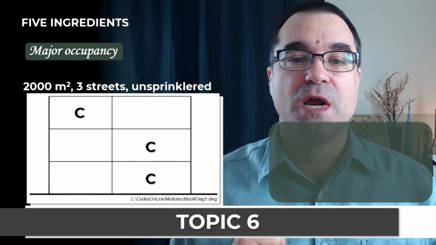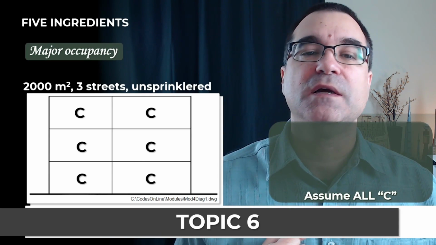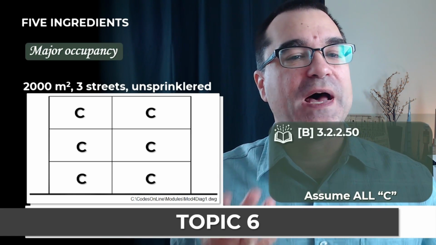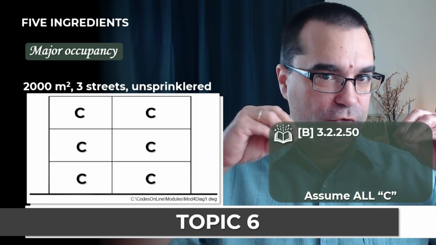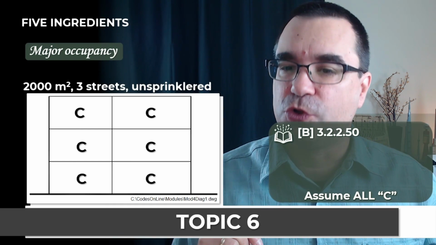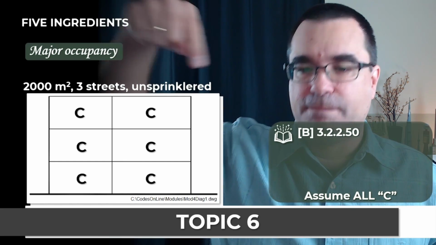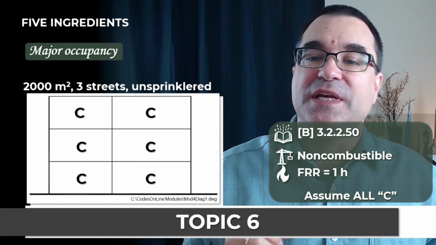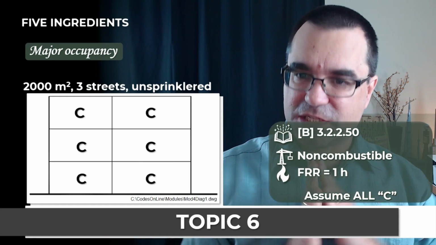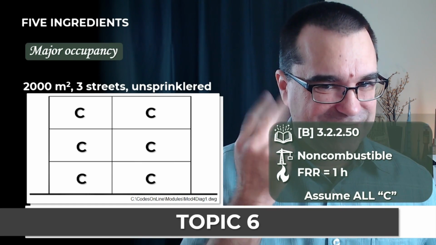So for example, we're going to start off by assuming that all major occupancies in that building are C, and see what we get as a result from that. If we apply what we learned in topic 5 and go through that process, we see that the governing article is 3.2.2.50, given these conditions. And in that article, it says that the construction requirements for this building must be non-combustible construction. And we'll learn more about what that means in topic 7.